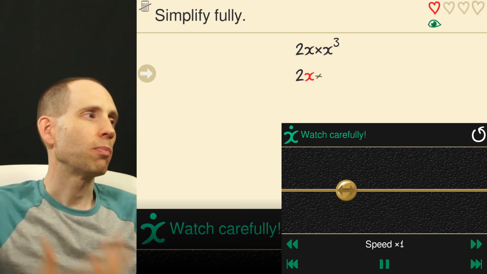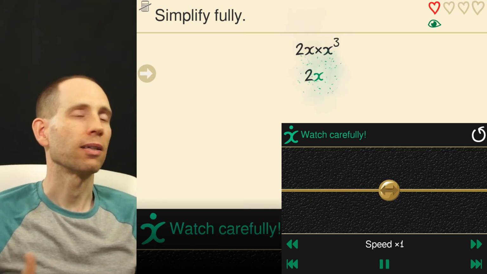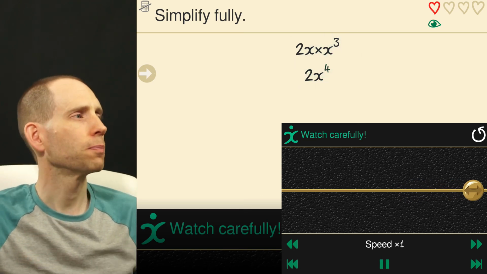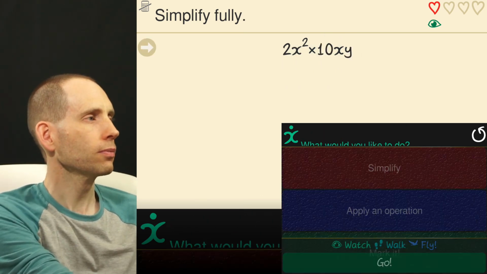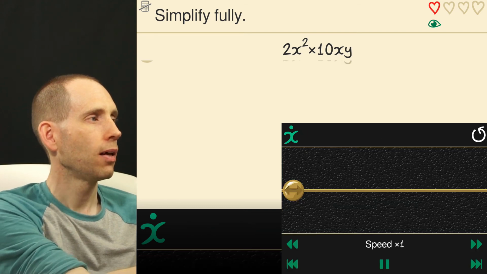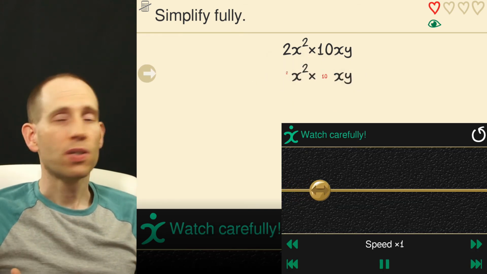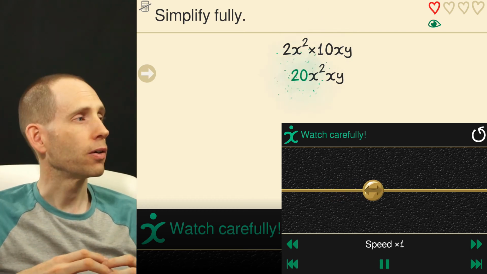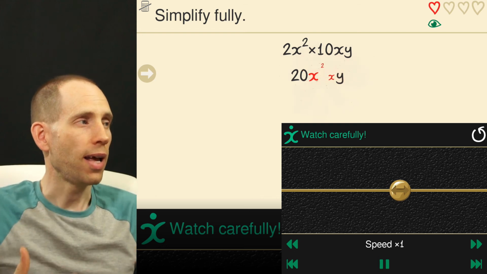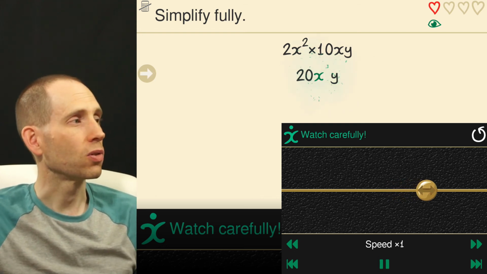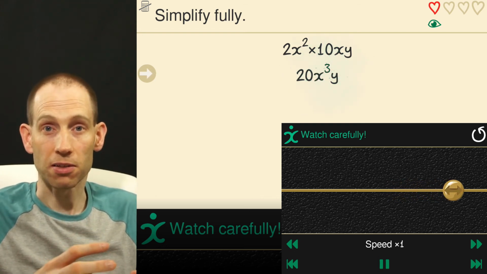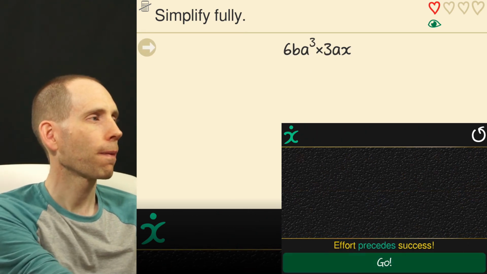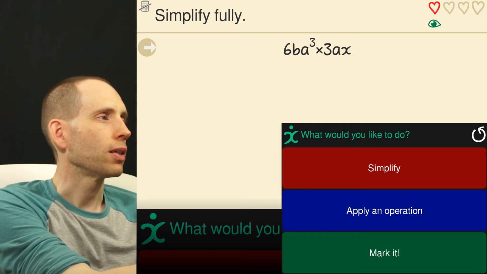So x multiplied by x cubed. Actually, I can simplify that down to x to the power 4. There are 4 x's in that product. Okay, and then here, again, we've got numbers, so try and sort out those first. So 2 times 10 is going to give us 20 as our coefficient. Then we've got x squared and times another x. So altogether there are 3 x factors in that product, and y is just a y.